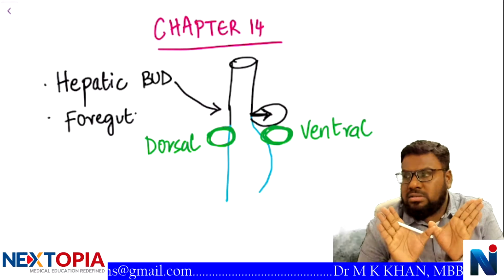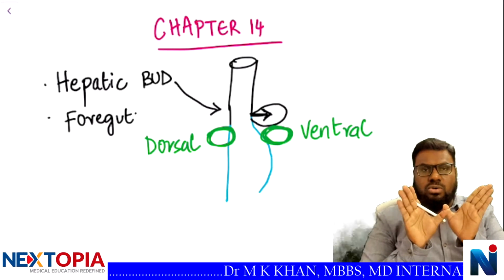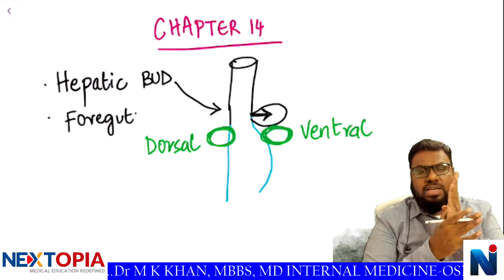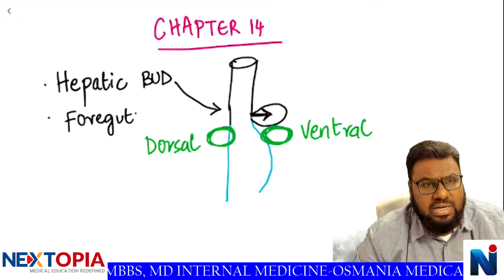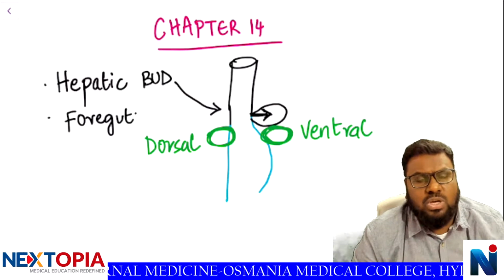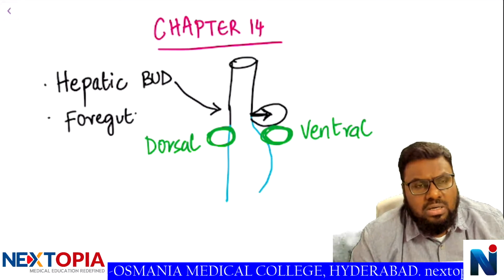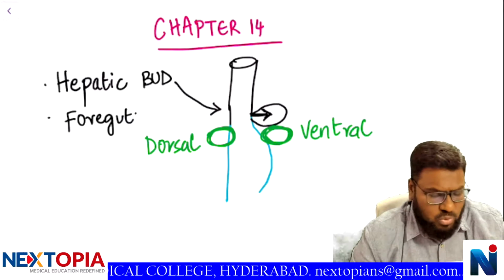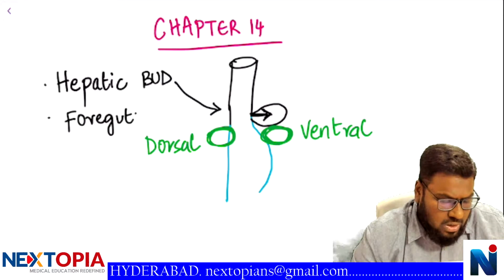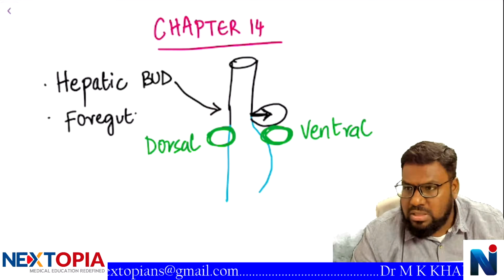So there are two buds. The two buds will undergo fusion, all right, by rotation of the gut. At the time of rotation of the gut, the ventral bud forms the lower part and head, whereas the dorsal bud forms most of the pancreas.